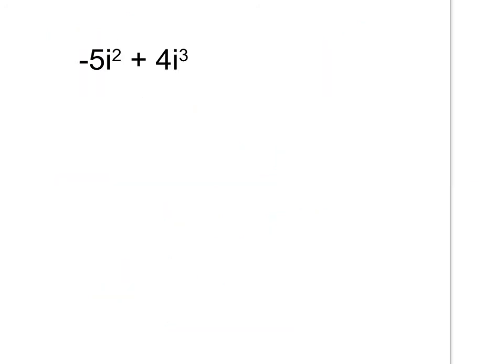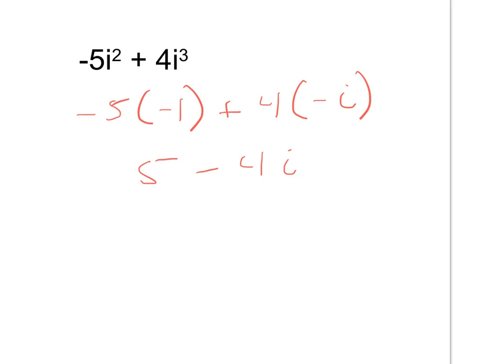Couple more here. 5i squared plus 4i to the third. Let's simplify. Okay, this is negative 5 times i squared, which is negative 1, plus 4 times i to the third, which is negative i. Okay, this looks like 5 minus 4i.